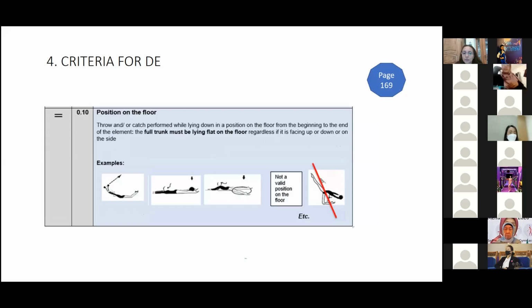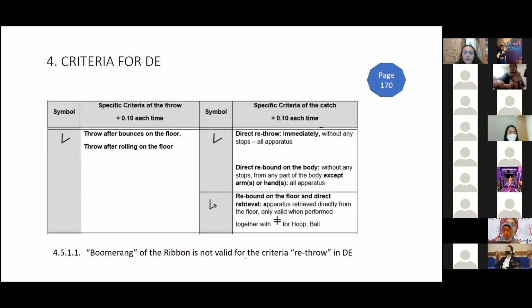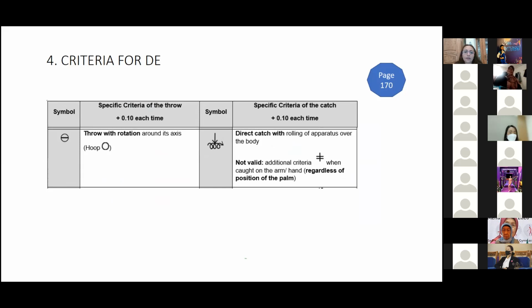Position on the floor is the same as we explained yesterday. The rebound is exactly the same as we explained: throws after bounces on the floor or catch with a rebound on the body or with a rebound on the floor. Criteria for the exchanges: throw with rotation around its axis for the hoop, or direct catch with rolling of the apparatus over the body. This is a specific criteria for catch. Remember that you do not take additional criteria without the help of the hands when caught by the arm, regardless of the position of the palm. You do not take without hands for the catch direct in a roll.